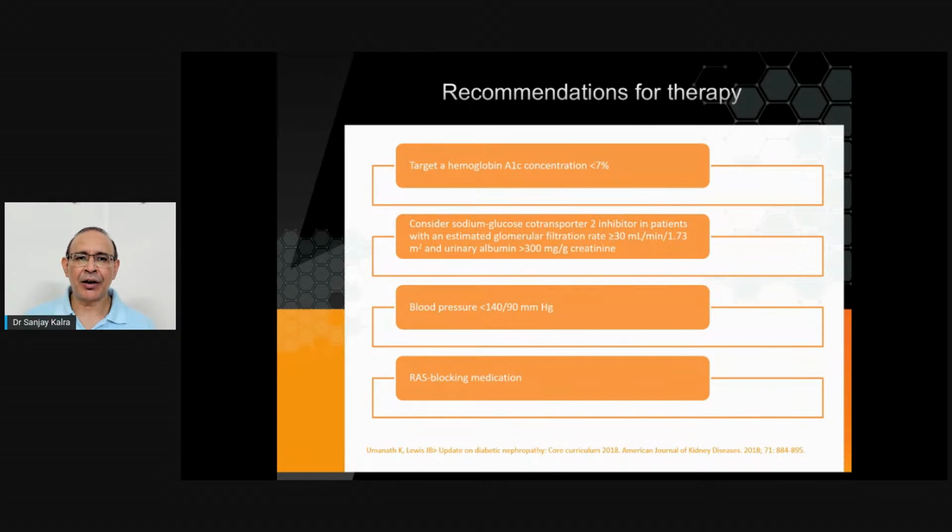We must bring the BP down to 140 by 90 or less, and the first choice would be ACE inhibitor followed by ARB. Do note that most people with diabetes will need a combination therapy. So out of all your patients of diabetes, 2/3 may require dual therapy to control blood pressure. So along with ACE inhibitor or ARB, they may need a diuretic or amlodipine.